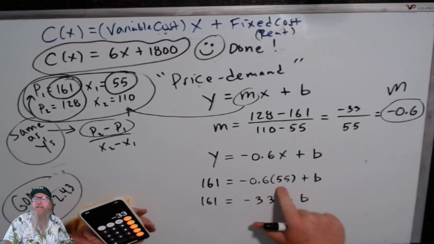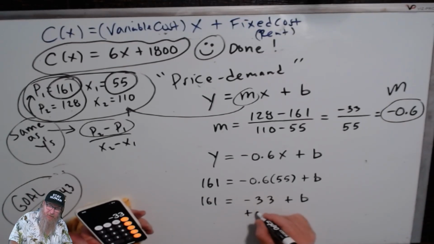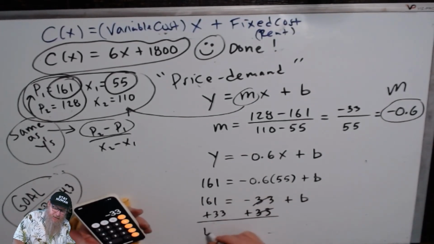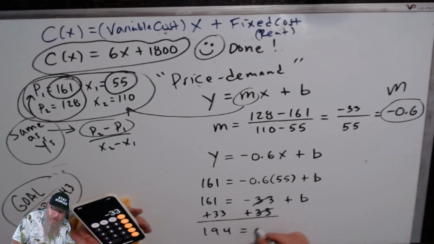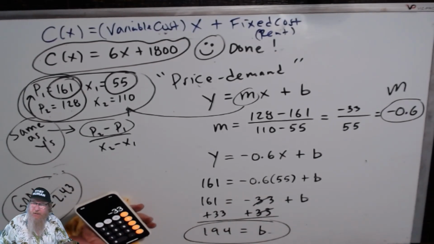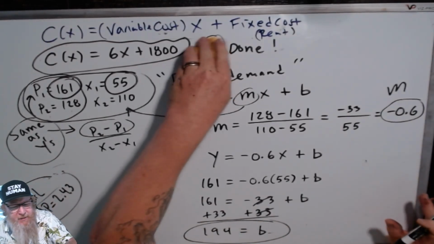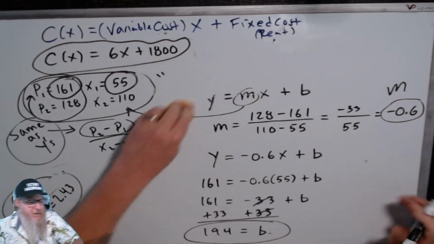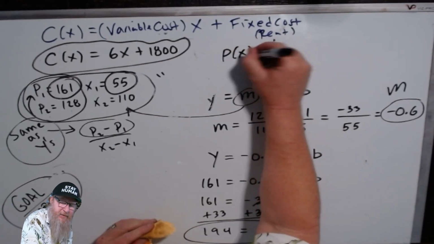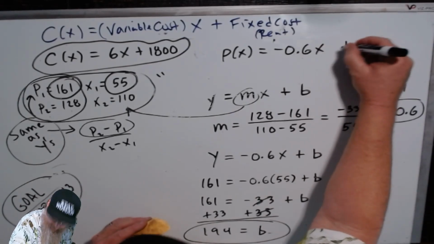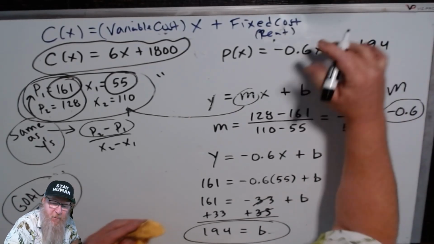I multiplied these on my calculator, got negative 33. I add it to both sides, $194. Okay, so price demand is negative 0.6x plus 194.